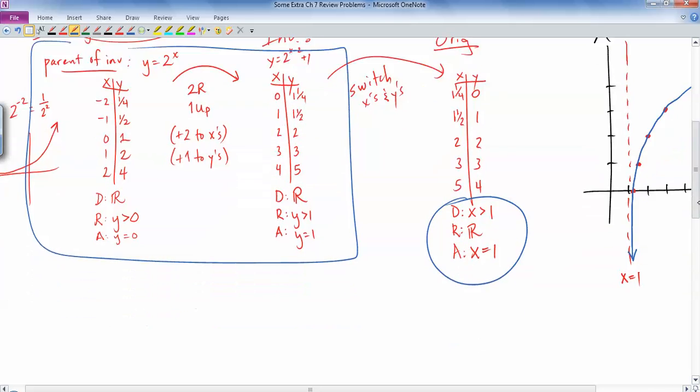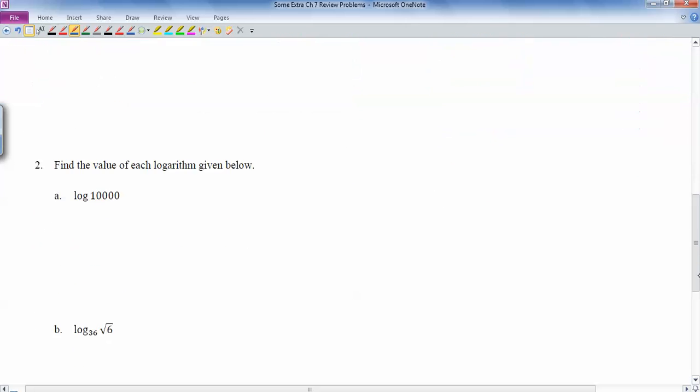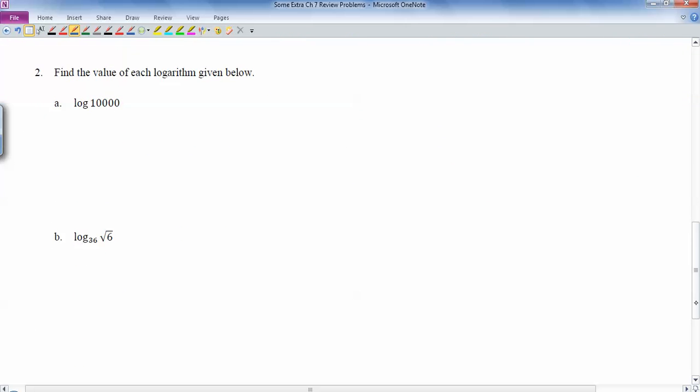Okay, so let's take a look at the next one. So these are evaluating a couple of logs. Now, this one doesn't have a base listed, but remember, if there's no base listed, that's the same thing as base 10.